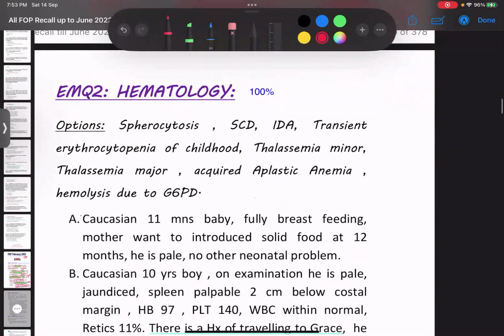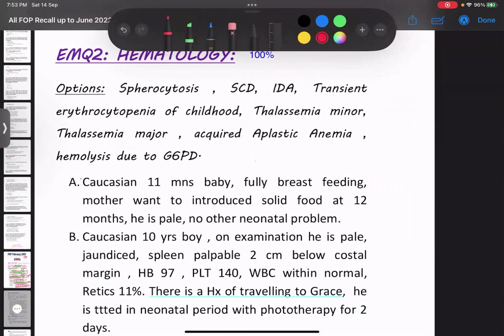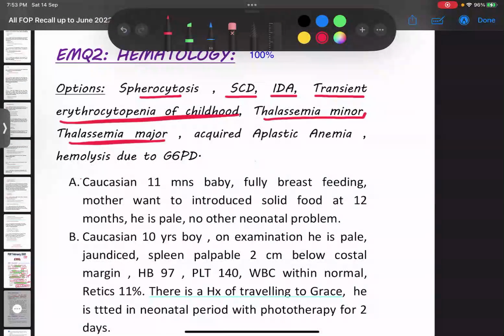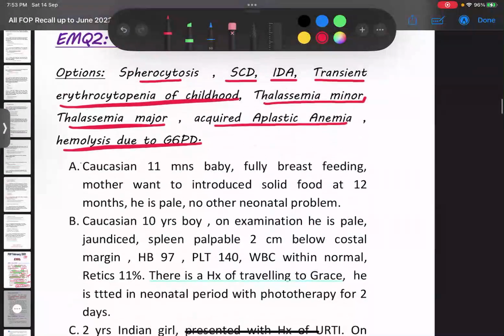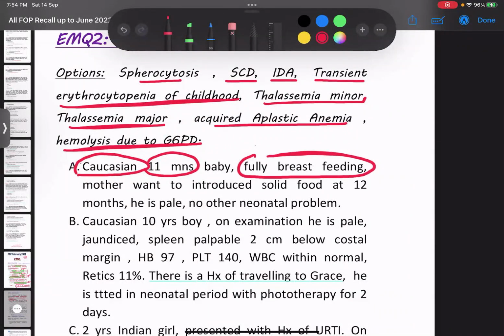Okay. Next one is hematology. So they gave hereditary spherocytosis, sickle cell disease, iron deficiency anemia, transient erythroblastopenia of childhood, thalassemia minor, thalassemia major, acquired aplastic anemia, hemolysis due to G6PD. First case: Caucasian, very important. Race is extremely important in hematology. Caucasian, 11-month-old baby, fully breastfed. So this is an 11-month-old, but the baby is fully breastfed. Mother wants to introduce solid food at 12 months, and the baby is pale with no other neonatal problems.